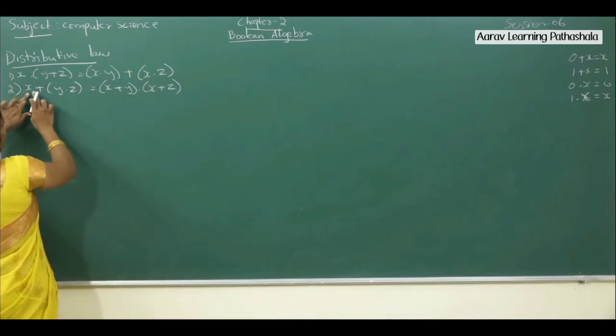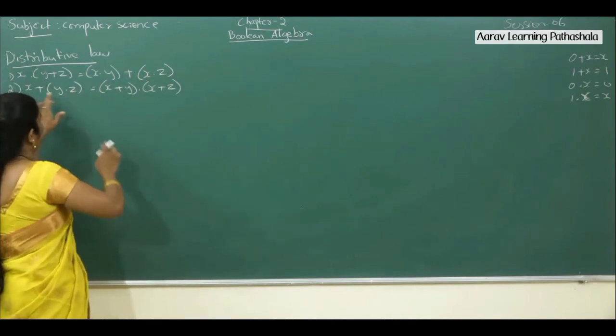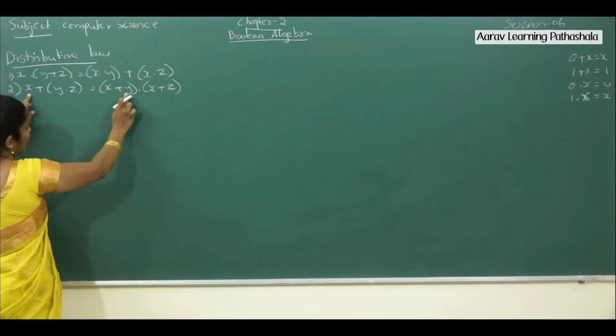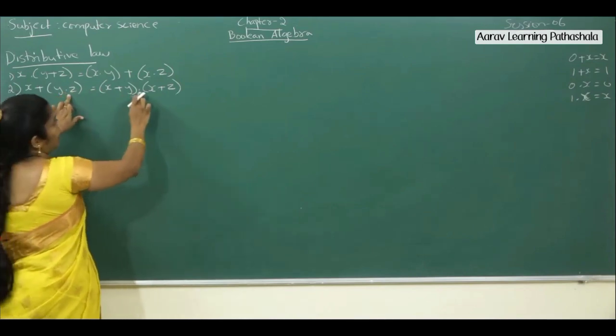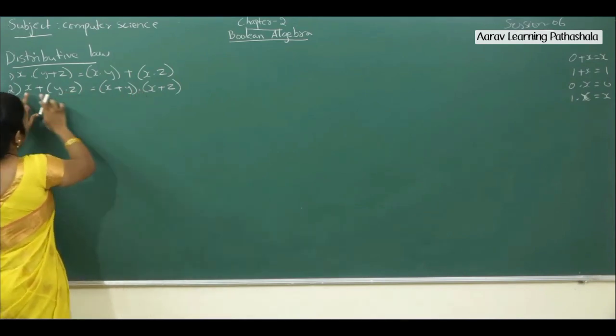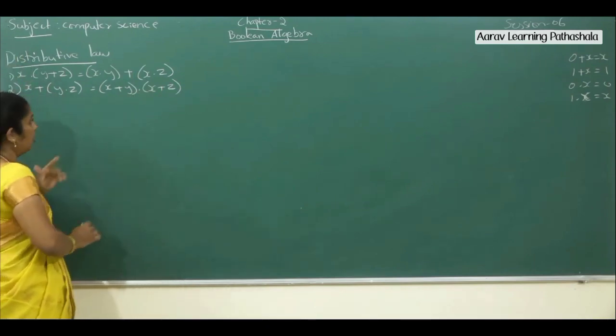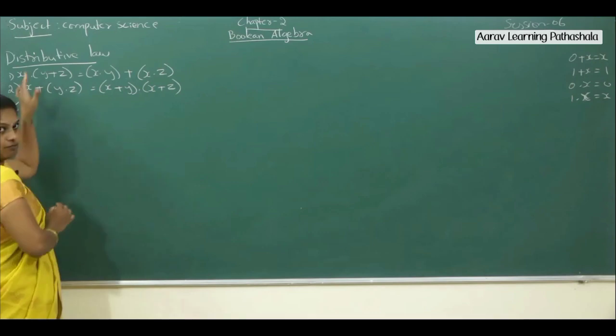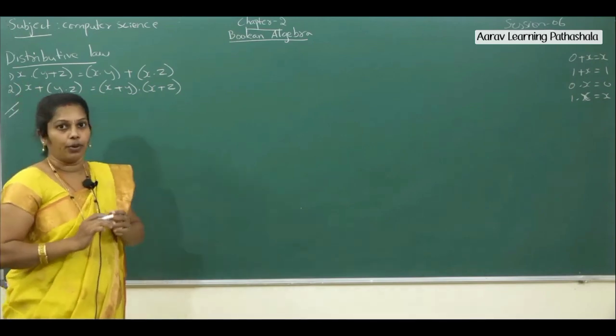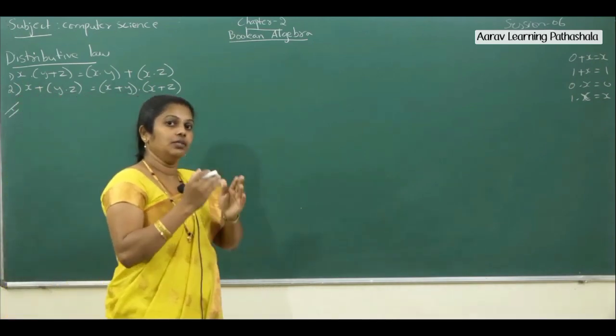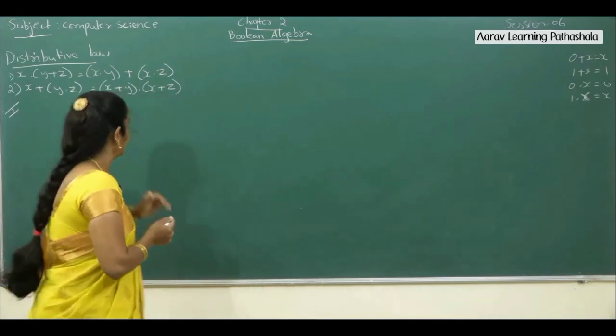The second distributive law states that x plus y into z equals (x plus y) into (x plus z): in between we write whatever operator we have, then x plus z. This is the second distributive law. Now first I will prove the first distributive law. Before proving, first we have to write the circuit diagram and the truth table, and then we solve it.